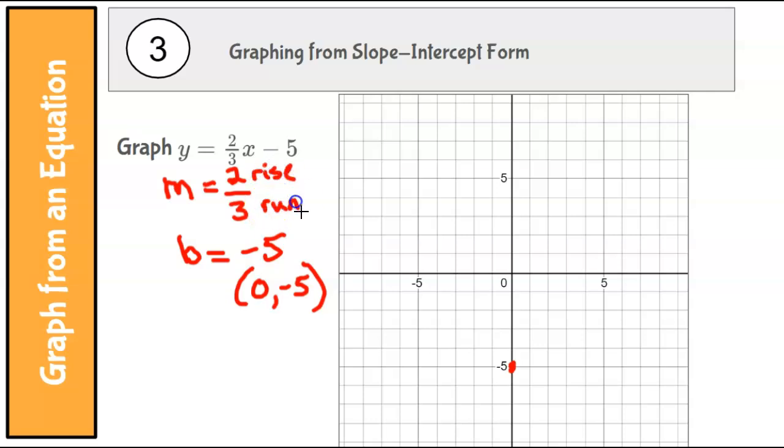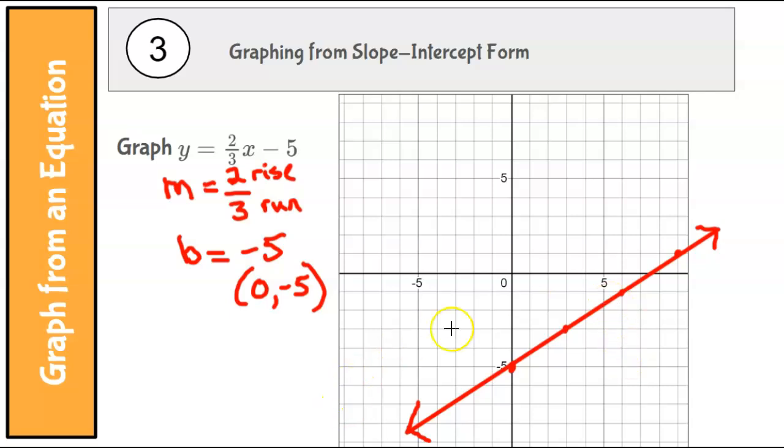So I'm going to run 3, 1, 2, 3, and then I'm going to rise 2. You could do that a couple of times, because every run of 3 and rise of 2 will give you another point on the line that is a solution to this equation. Then you're going to use a straight edge tool to draw a straight line. Make sure that it goes all the way through the graph and that you put arrows at the ends, because the arrows indicate that this line goes on forever in both directions and that it never stops.